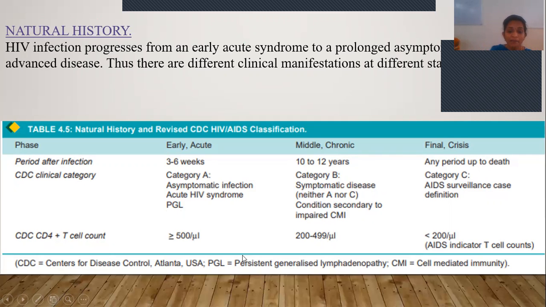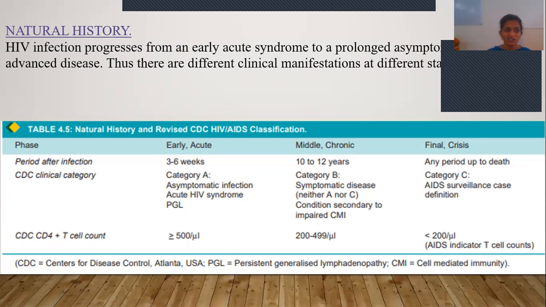Here PGL is persistent generalized lymphadenopathy. Lymphadenopathy is an increase in the size of the lymphoid tissues. Why will this increase in size be there? Because when the virus enters these lymphoid tissues, their size increases. So that is acute HIV syndrome and persistent generalized lymphadenopathy, meaning swelling in the regions of lymph nodes can be observed. In the middle or chronic stage, there will be symptoms, secondary to impaired cell-mediated immunity. And the final stage is classified as category C. Here, AIDS surveillance case definition.